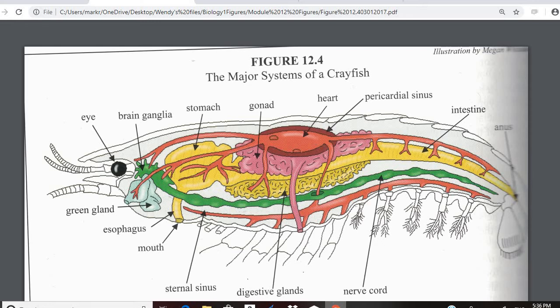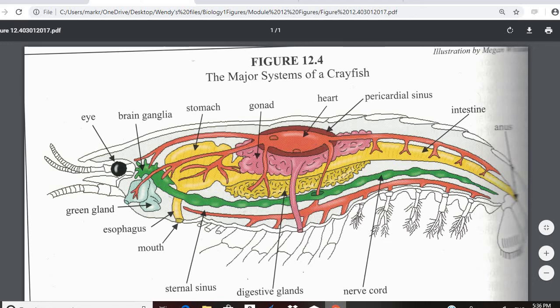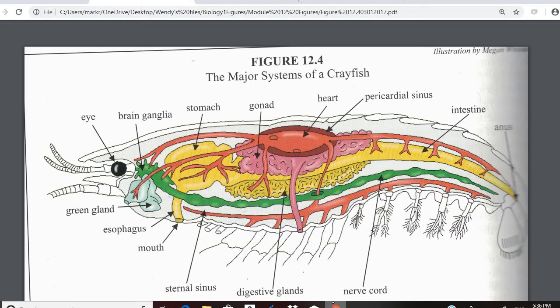Let's talk about the cardiovascular system. With the cardiovascular system, the animal does have a heart. That's shown here in the middle. And that heart is inside a sinus, which is just like a hole or a cavity. And that cavity is filled with blood, so there are these holes in the heart. Blood leaves the heart and goes into this cavity. Then from that cavity, it goes into these larger blood vessels.